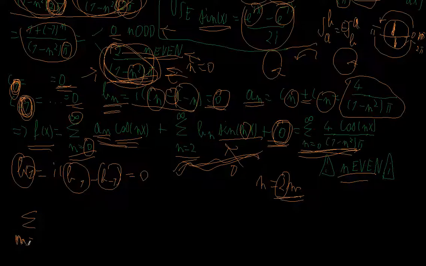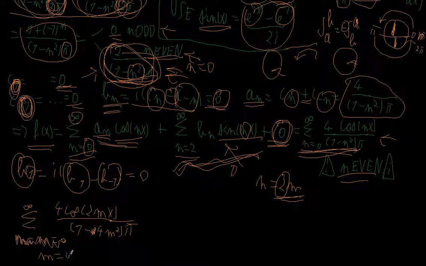The sum from m equals 0 to infinity of 4 cosine of 2mx over 1 minus 4m squared times pi. Okay, so that's the same thing as here, just you replace every n with 2m. And so that would be your final result. So the sum from m equals 0 to infinity of 4 times cosine of 2mx over 1 minus 4m squared times pi. That would be your final result.